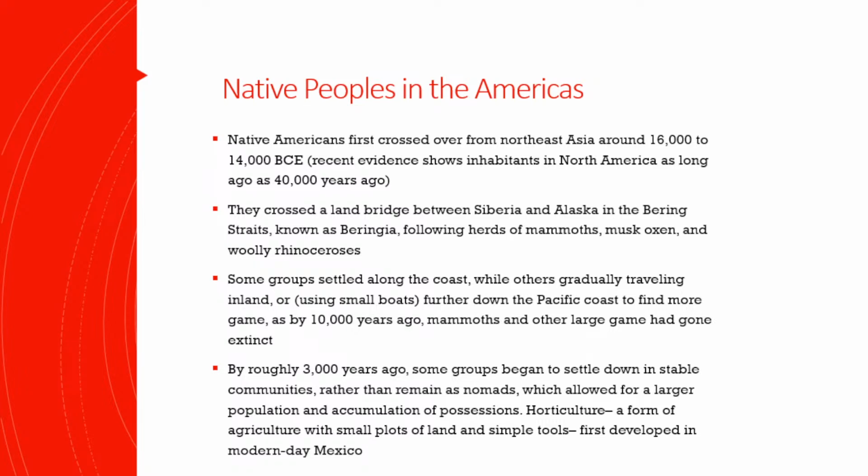So some did eventually start to become more stable. Now, it wasn't until about 3,000 years ago in the Americas, and this allowed for more stable populations, accumulation of possessions. Horticulture was very important here. Again, if you're following along in your book, this is in bold, so it's probably important. And it's actually right here with a definition behind it. So, this simple form of agriculture, first developed down in modern-day Mexico.